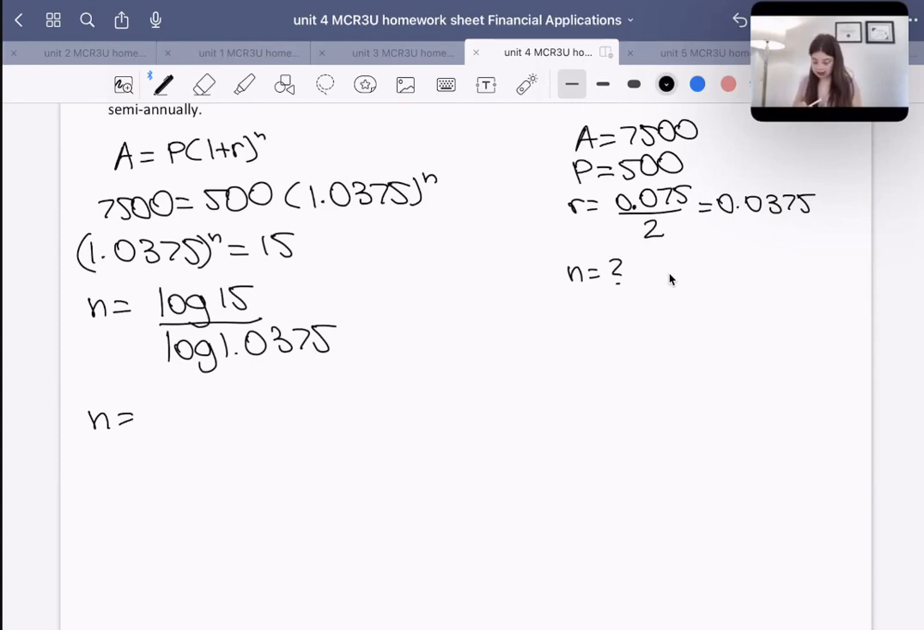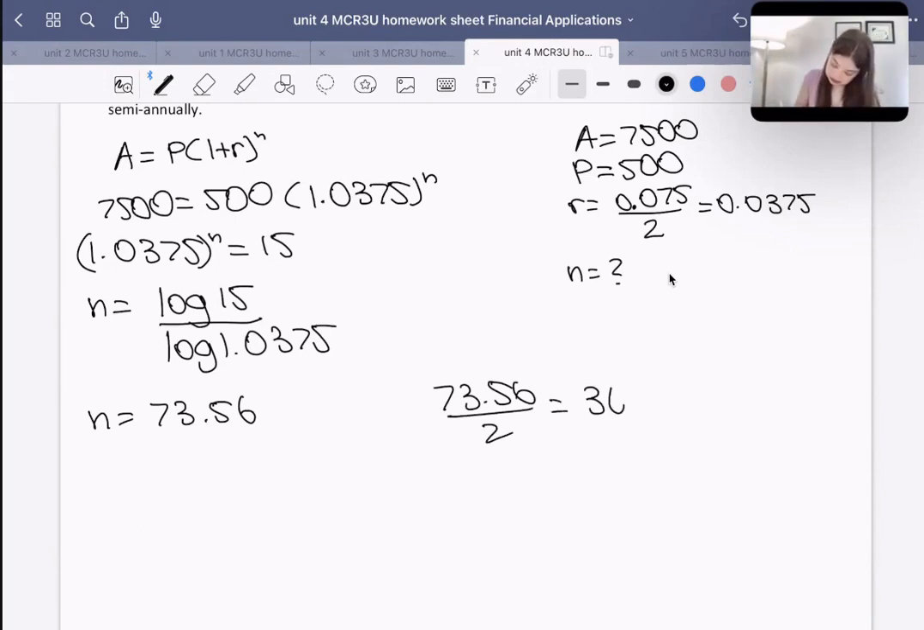Let's see, log 1.0375. Okay, so the answer I got was 73.56. Okay, so that's how many compounding periods. So how many years does that take? Well, let's see. 73.56 over 2 is equal to 36.78 years.